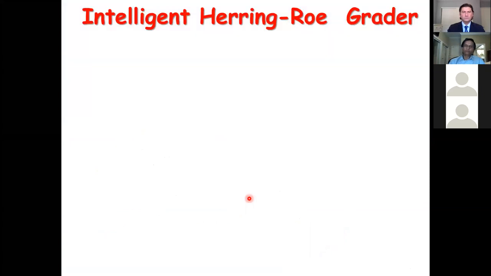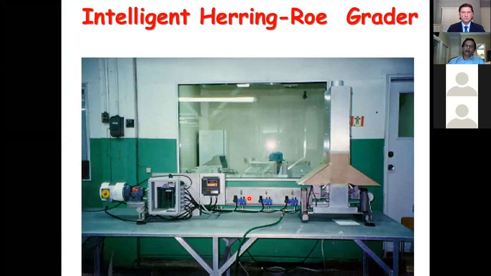Okay. So then I'll also give you another example just to make it a little bit less boring. This is a herring roe grading machine that we developed. Now this machine can grade herring roe. I don't know how many of you know what herring roe is. It's the egg sac of the fish herring.